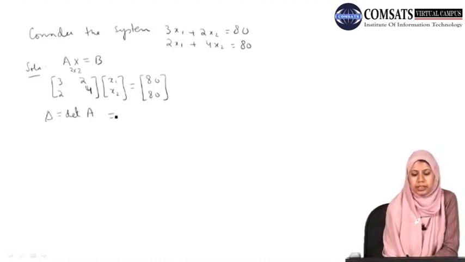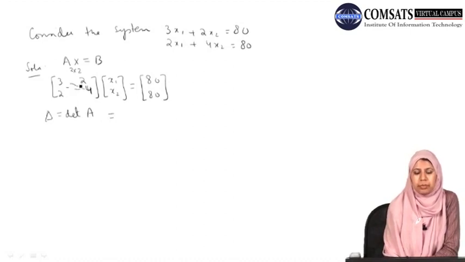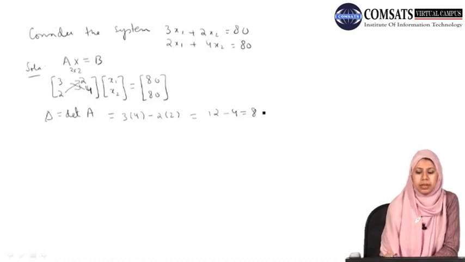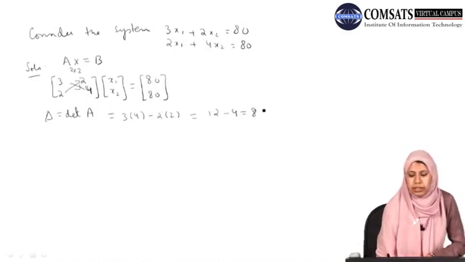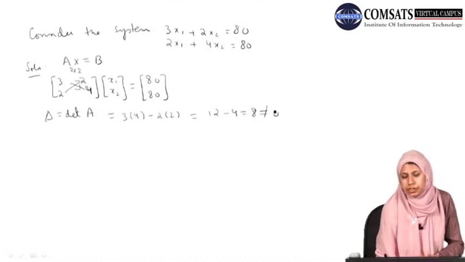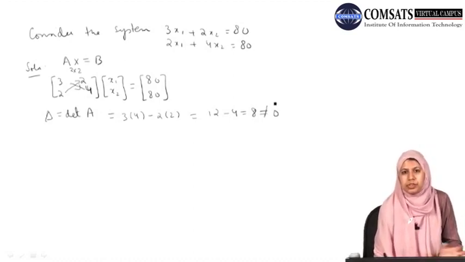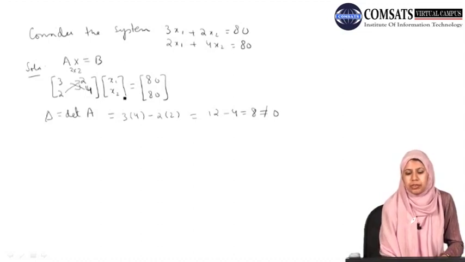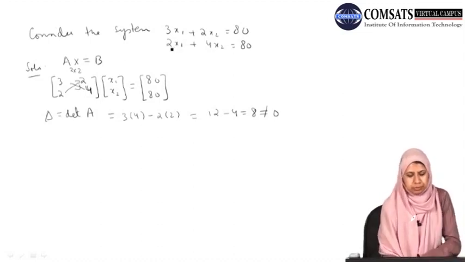The determinant in this case is nothing but the determinant of a matrix of order 2 by 2, that is 3 into 4 minus 2 into 2. Simplifying, we obtain that the determinant of our given matrix is 8. Now the determinant is non-zero, which means that the solution will be unique. That is, the values of x1 and x2 obtained from Cramer's rule will be unique. They will be the only values of x1 and x2 satisfying our given system of equations.